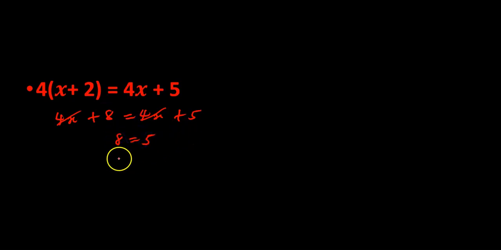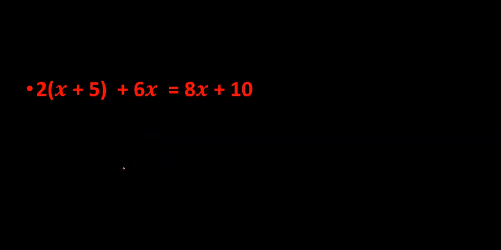This is a case of 8 is a constant A, 5 is a constant B. So this is an example of no solution. So SAT can ask you for this question, 4 bracket x plus 2 equals 4x plus 5, how many solutions are there? This is a case of no solution because the variable has cancelled out. So there's no value for the variable. So this is a case of no solution.